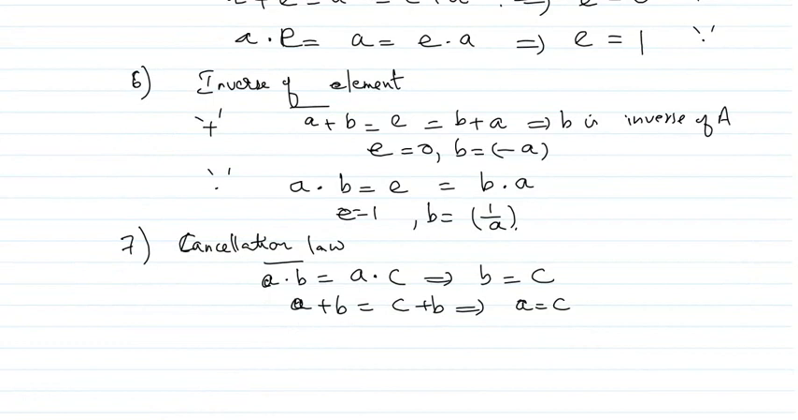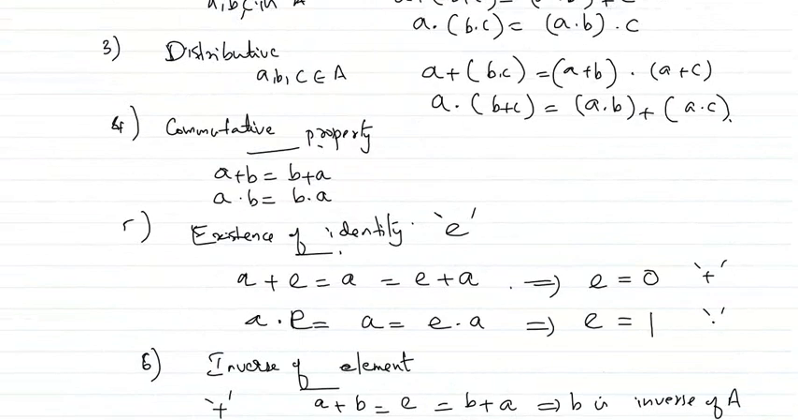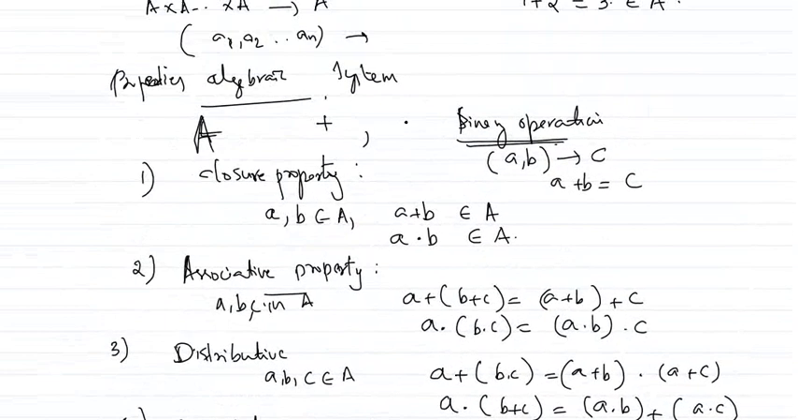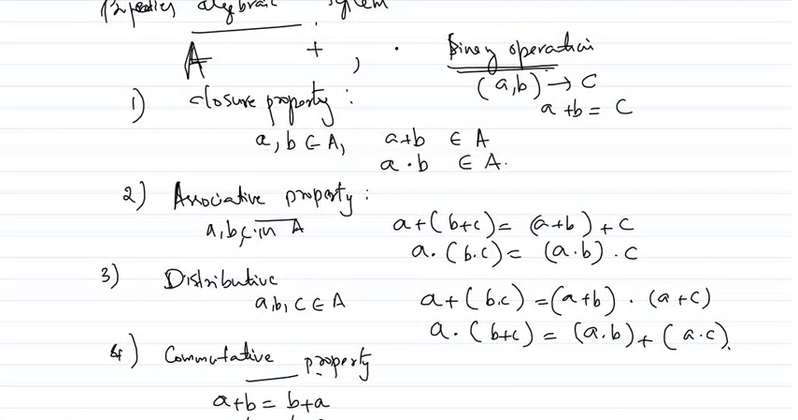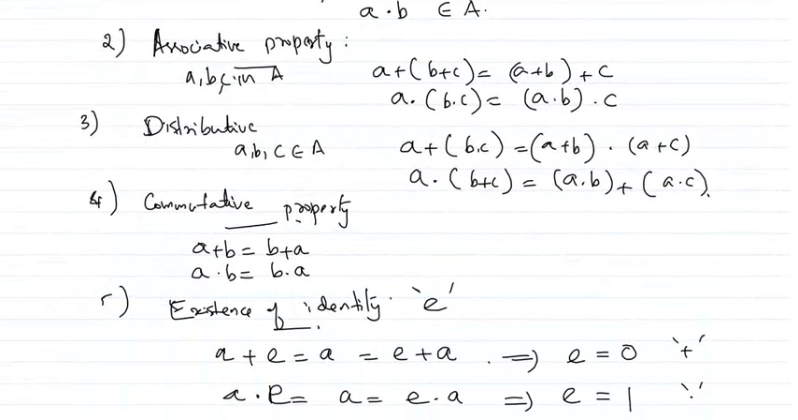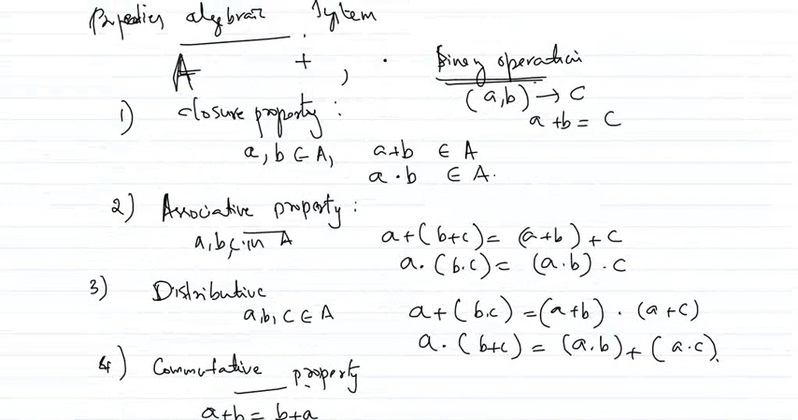So these are the properties of an algebraic system. If there is an algebraic system, it must satisfy some of these properties. We can name a set A with a binary operation, such that it satisfies some or all of the properties; then it has a name also. The properties of an algebraic system: closure property, associative property, commutative property, existence of inverse element, and cancellation law.